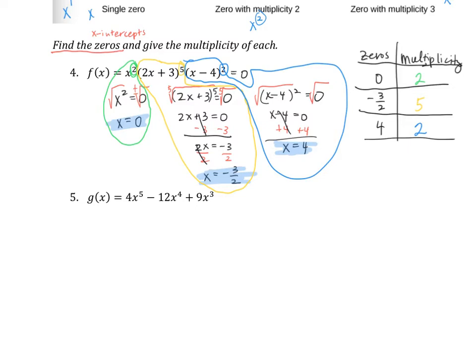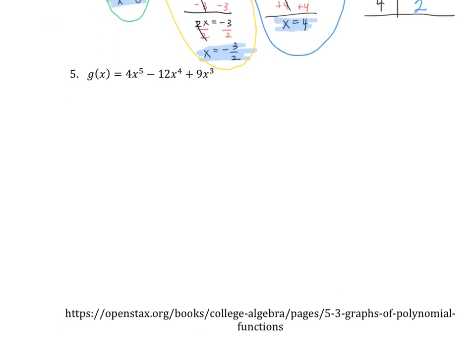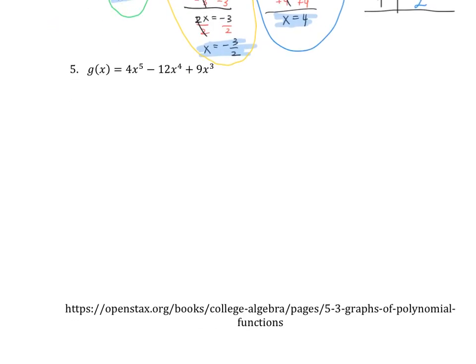Okay, so let's look at number 5. This one is going to be the same thing. However, we need to factor it because it's not factored for us. So that's going to be the first thing we do. We're going to set it equal to 0 and then factor. There's not a number in common for all of these, but they do all have an x cubed. So I can factor out an x cubed. That will leave me 4x squared minus 12x plus 9 equals 0.